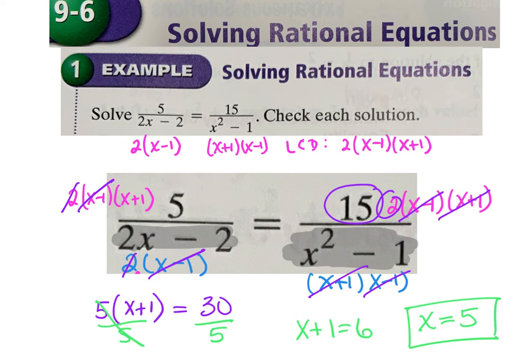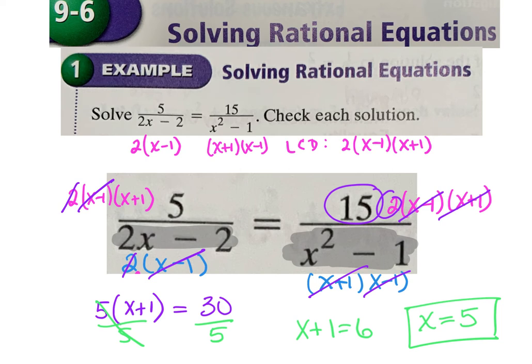Because 1 is going to cause a problem. It's going to cause a 0 in my original problem. However, 5 does not cause a problem. If I plug a 5 back in, no issues, no problems, we are good to go, all right?